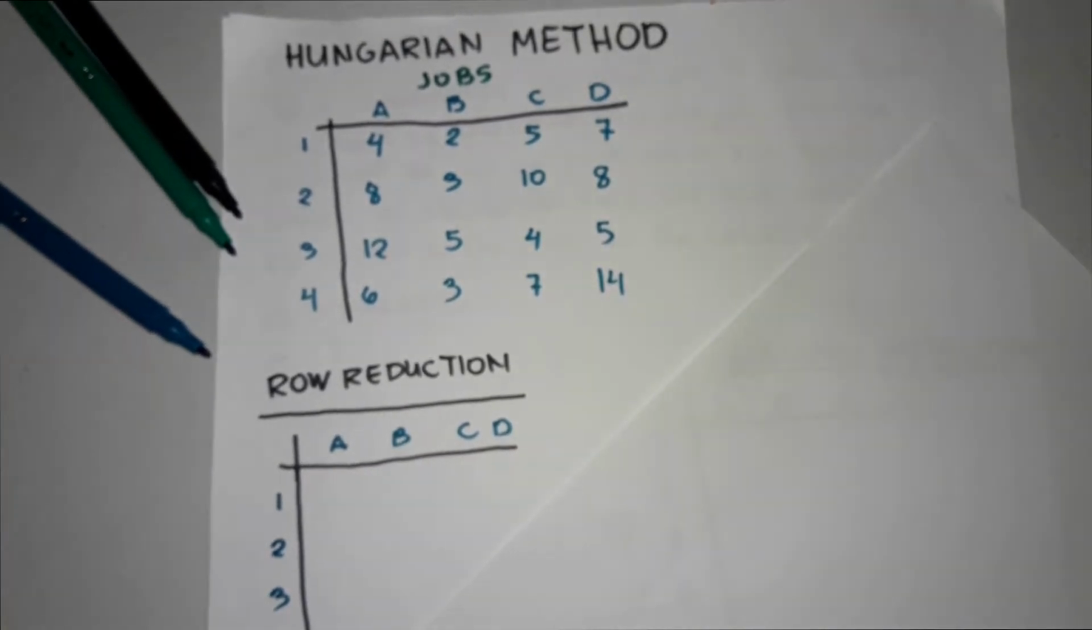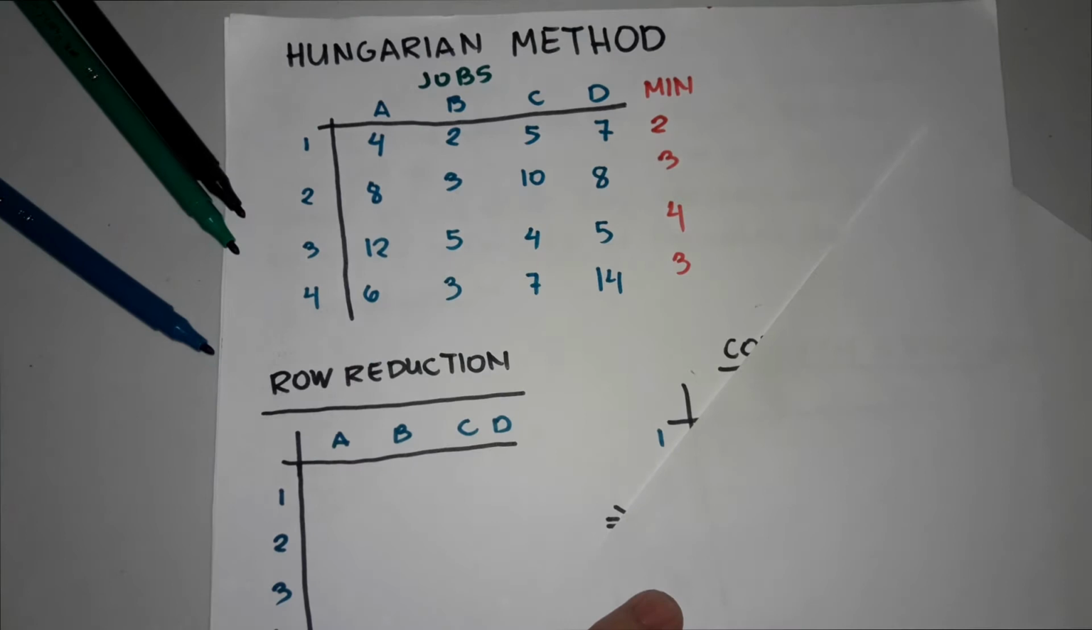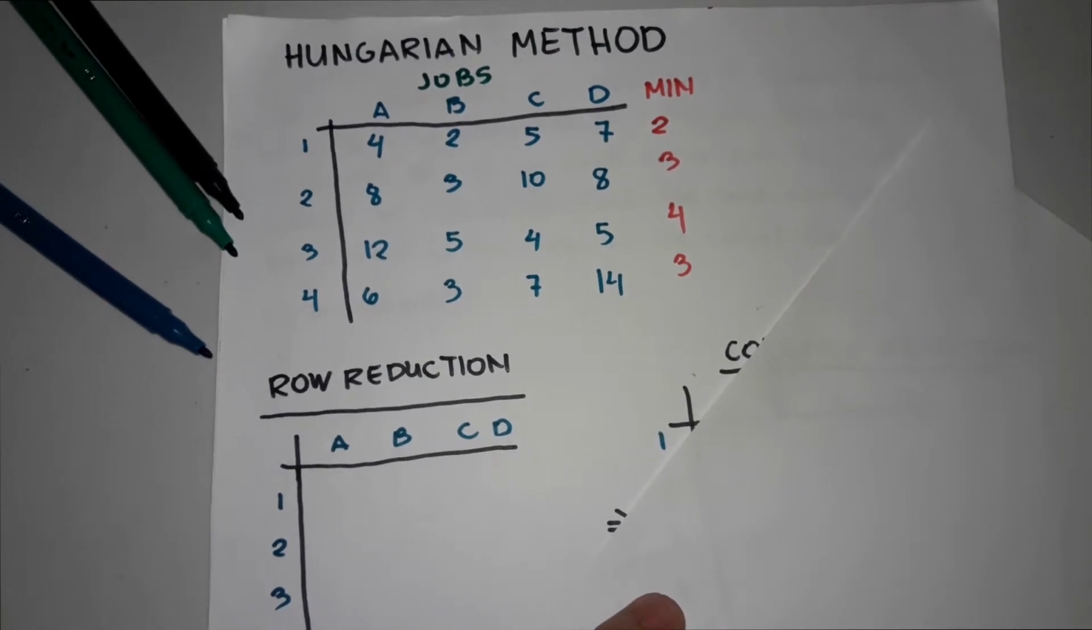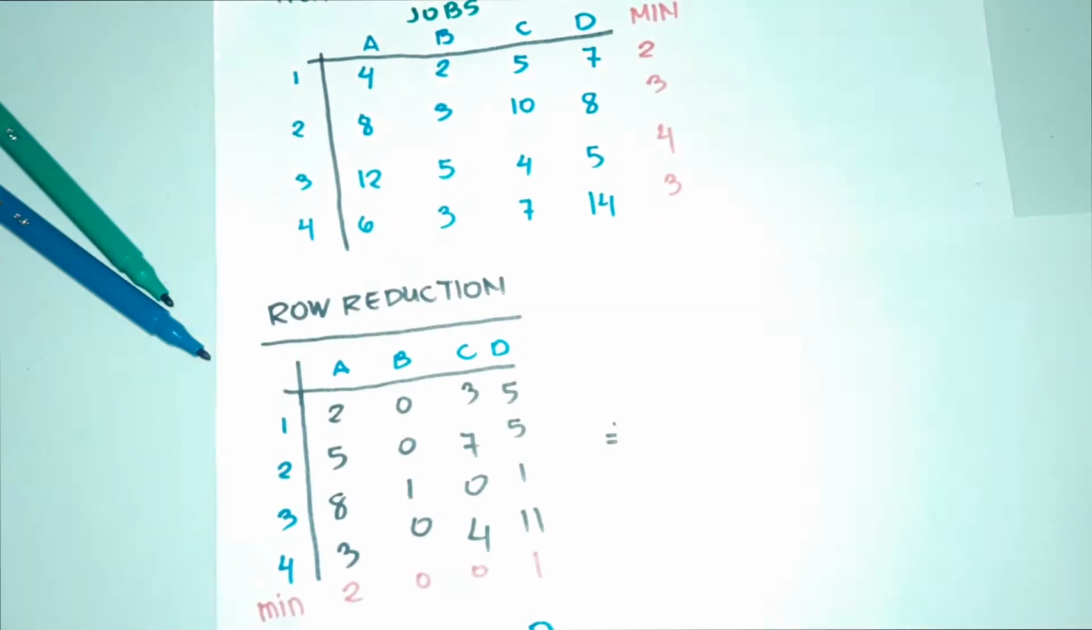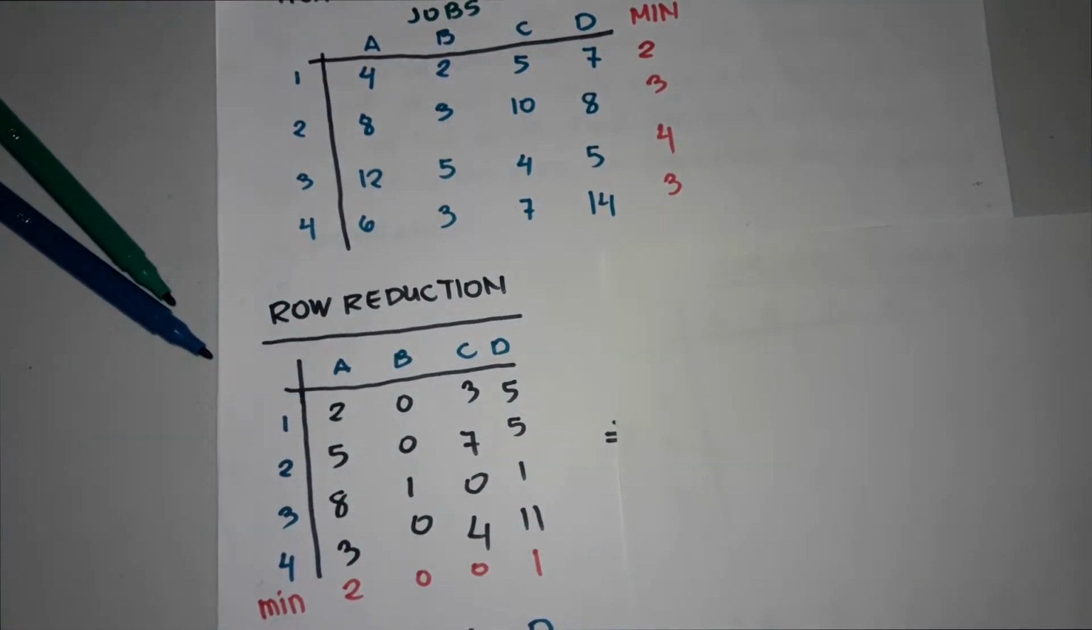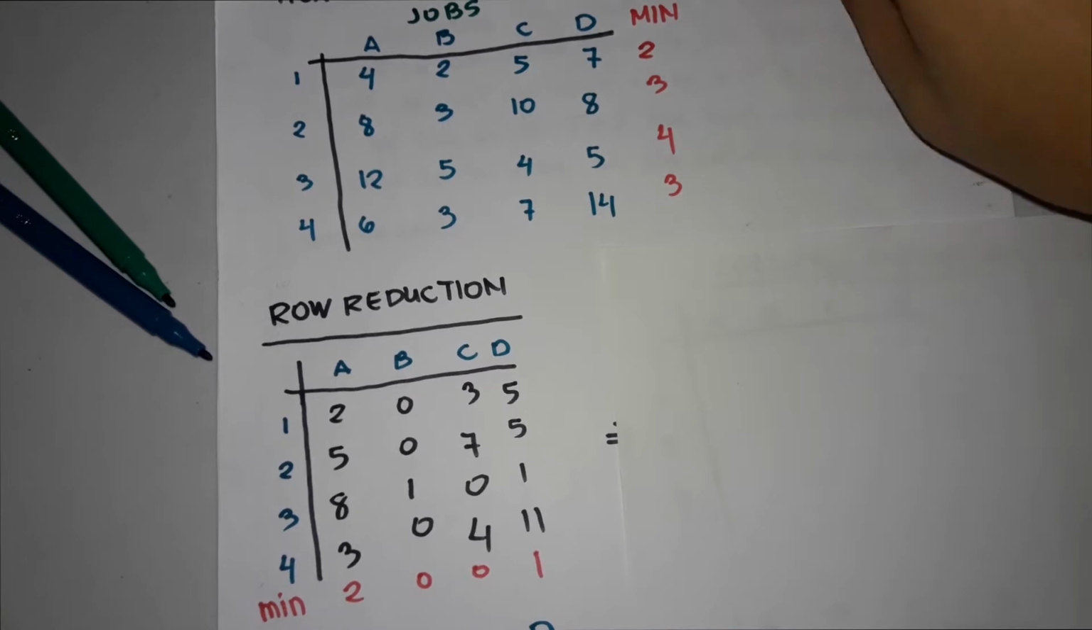The first step in solving using the Hungarian method is the row reduction. So we are to find the minimum of each row. After finding the minimum of each row, we are going to subtract it from each row. After we subtract each row minimum from each row, we obtain this new table.